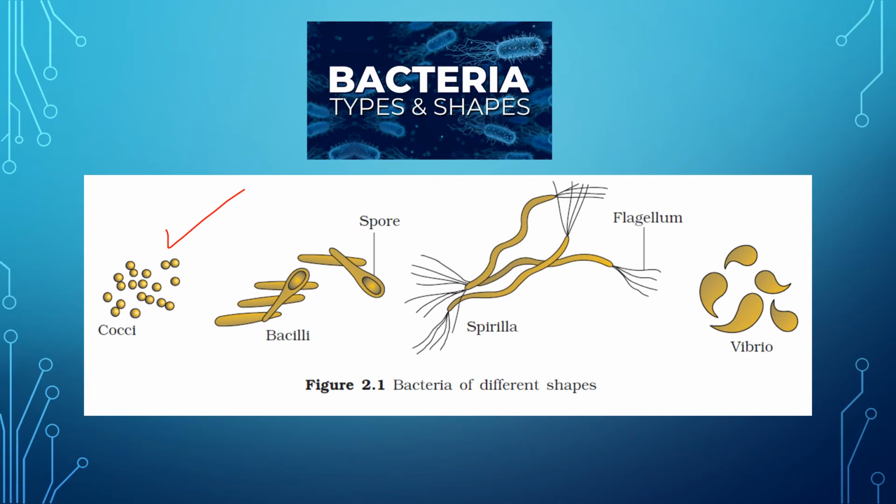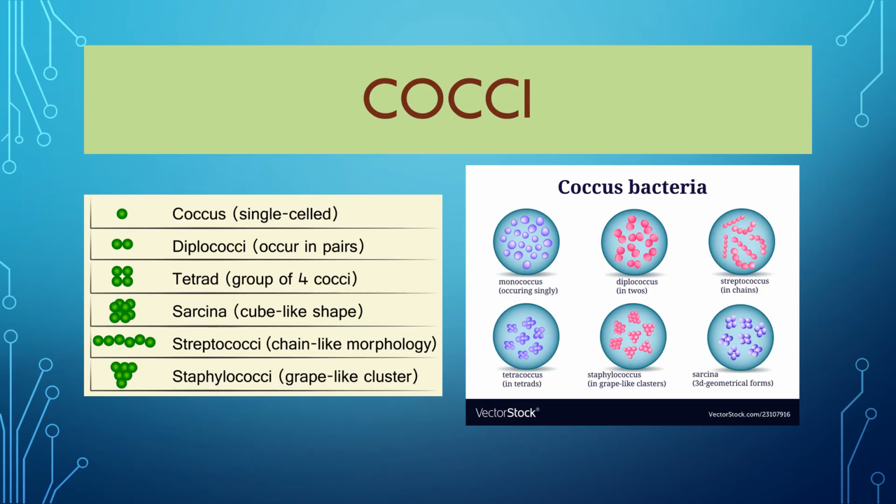Next one is comma-shaped bacteria called vibrio. You call this a comma-shaped bacteria, which you call vibrio. You can even call it kidney-shaped bacteria. Next, if you see about cocci, coccus is single-celled. Then diplococci, they occur in pairs.